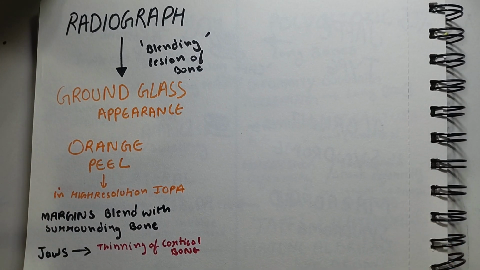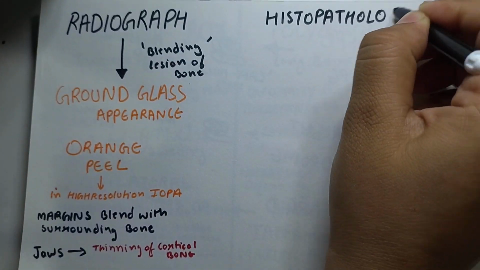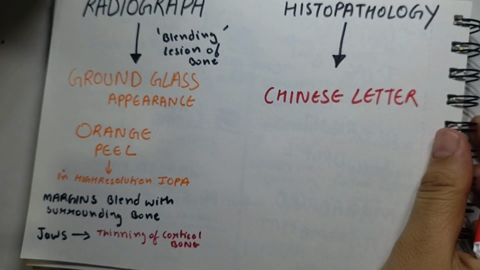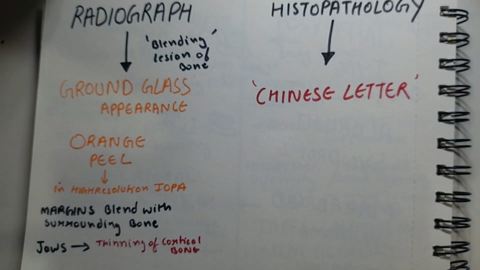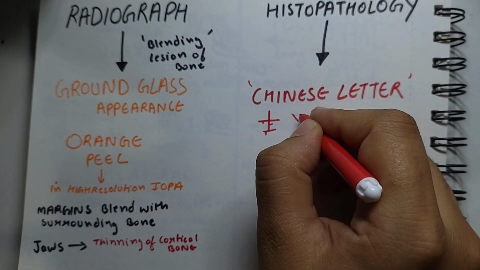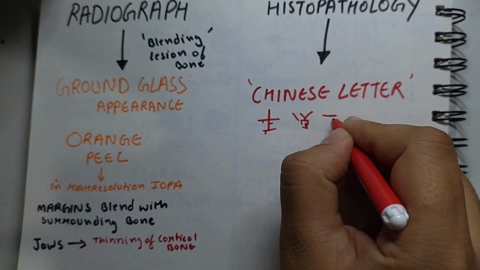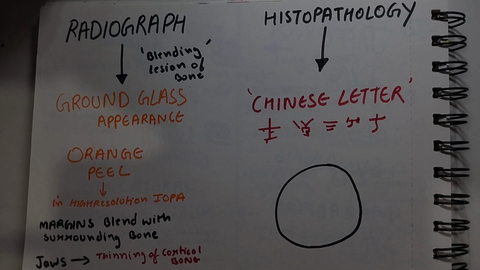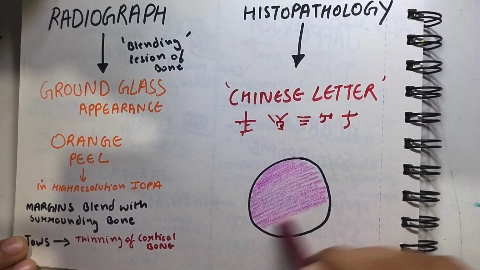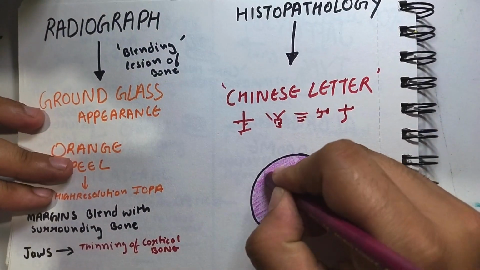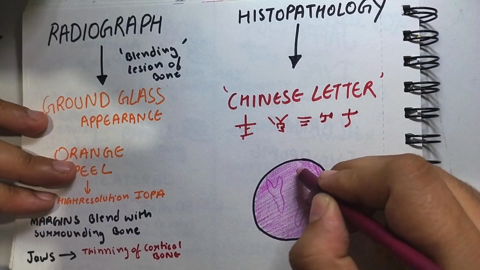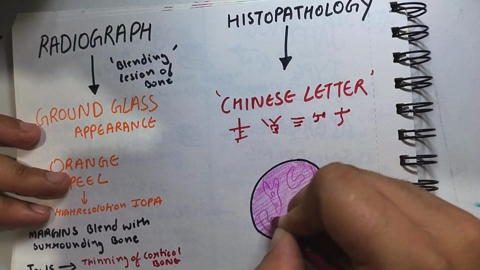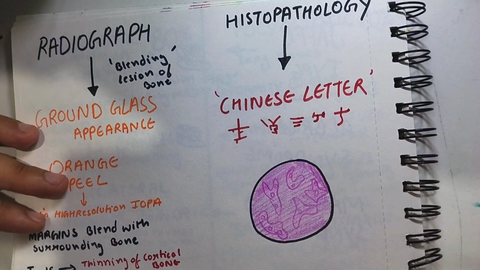Now, histopathology. It is represented by Chinese letters because it looks like Chinese letters. These bony trabeculae look like Chinese letters, and there is no capsule. Why no capsule? Because it is a blending lesion of bone and it fuses with the surrounding bone. So there is no capsule which separates it. Loose cellular fibrous connective tissue is also present because it is fibrous dysplasia.